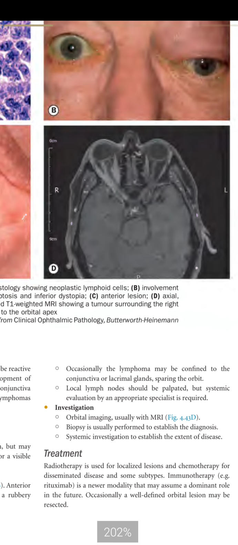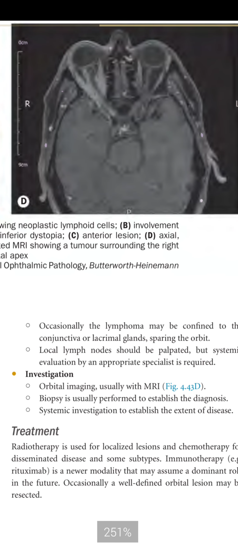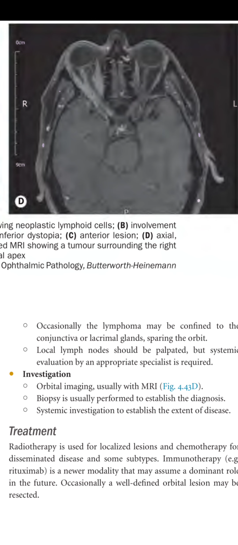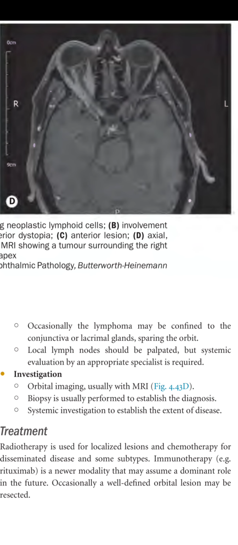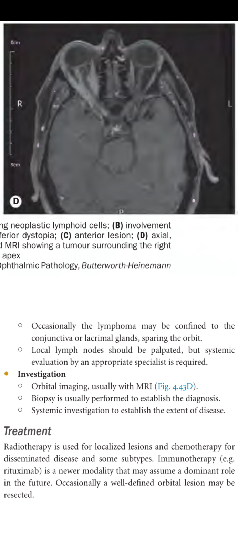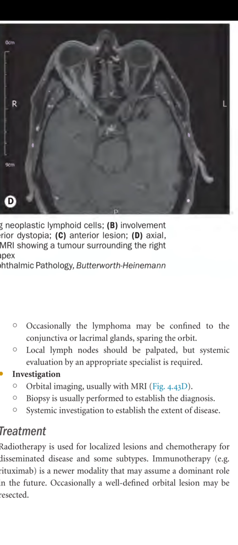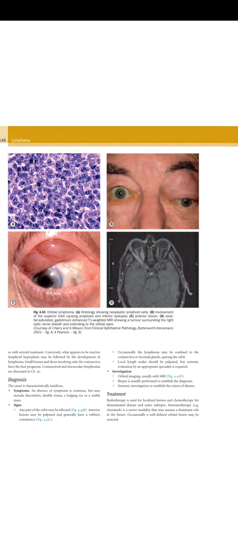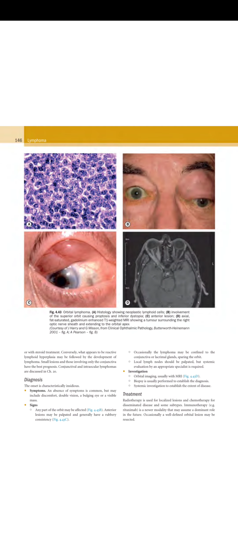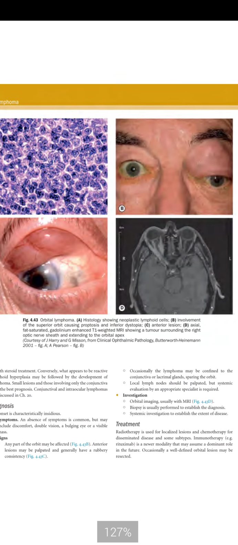So, it is one of the tumors that is usually treated with radiotherapy and chemotherapy. Radiotherapy is usually for the localized lesion, and chemotherapy for disseminated disease, and sometimes immunotherapy. For example, rituximab is a newer modality that may assume a dominant role in the future. Occasionally, a well-defined orbital lesion may be resected. So, the mainstay of treatment is radiotherapy and chemotherapy. So, this is the orbital lymphoma.